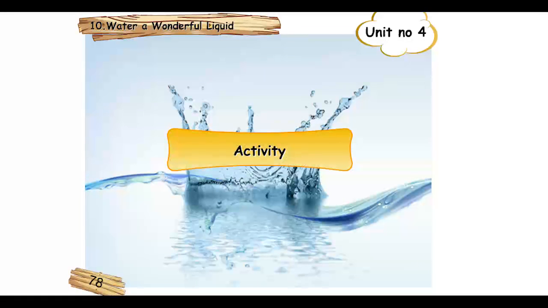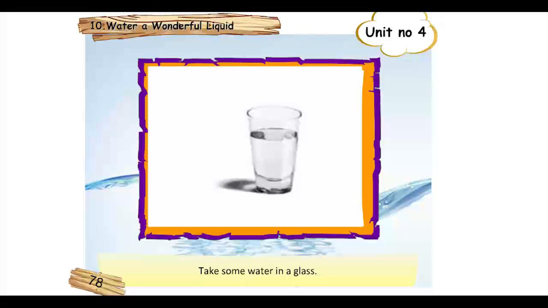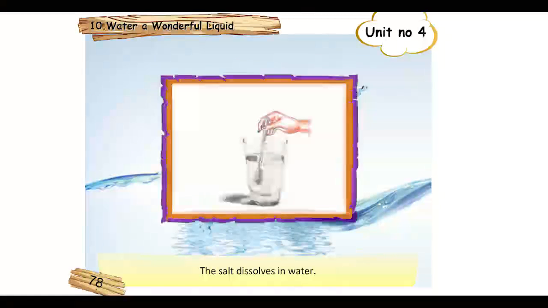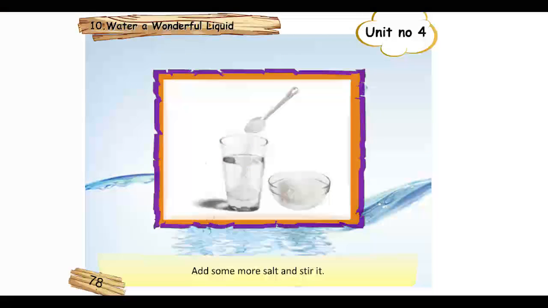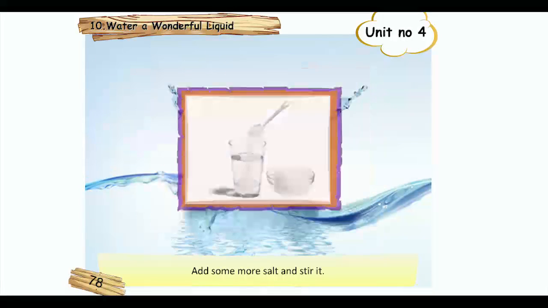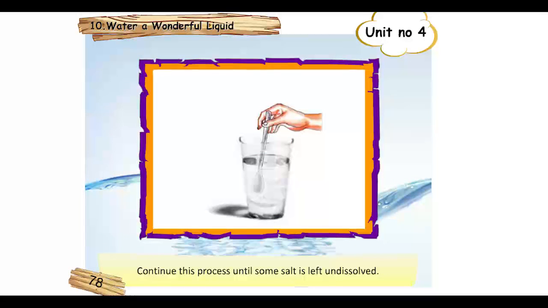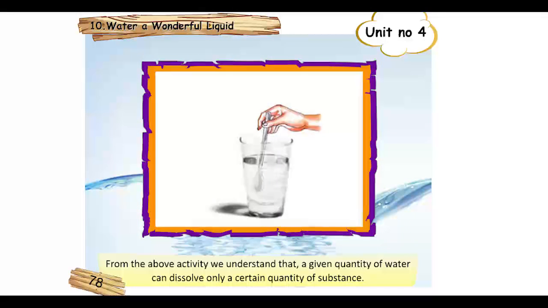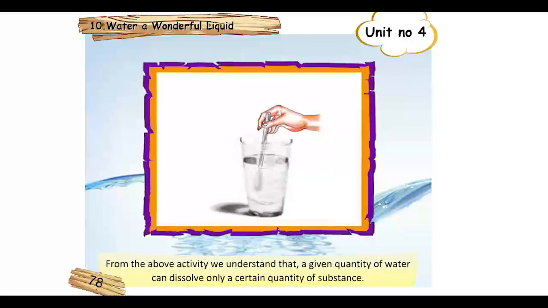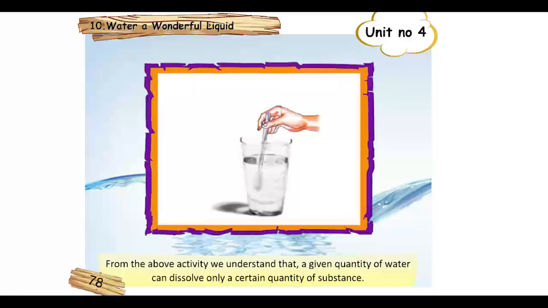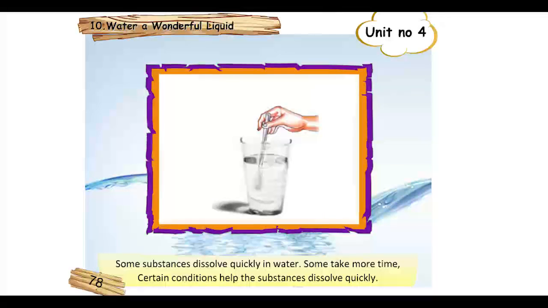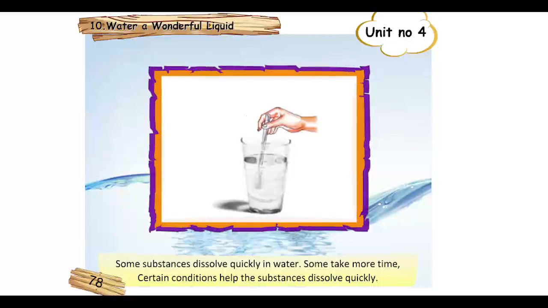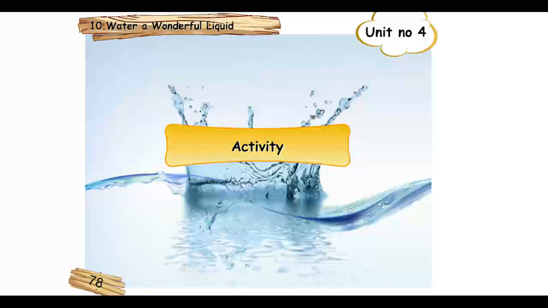Activity. Take some water in a glass. Add a spoonful of salt to it and stir it. The salt dissolves in water. Add some more salt and stir it. Continue this process until some salt is left undissolved. From the above activity, we understand that a given quantity of water can dissolve only a certain quantity of substance. Some substances dissolve quickly in water. Some take more time. There are certain conditions that help substances dissolve quickly.